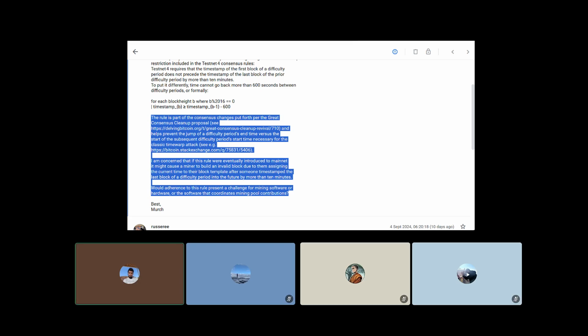All right. I'm concerned that if this rule were eventually introduced in mainnet, it might cause a miner to build an invalid block due to them assigning the current time to their block template after someone timestamped the last block of a difficulty period into the future by more than 10 minutes. Now, we've talked about this on various occasions in our Monday sessions that a valid Bitcoin block must have a valid timestamp. What defines the validity of a timestamp? What timestamp can be defined as a valid timestamp?